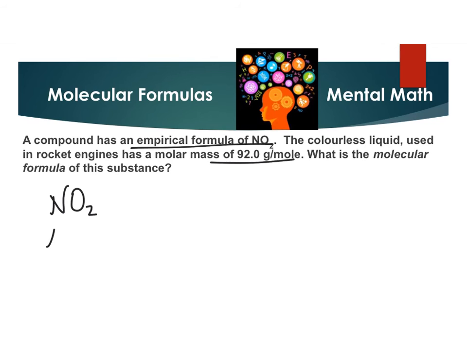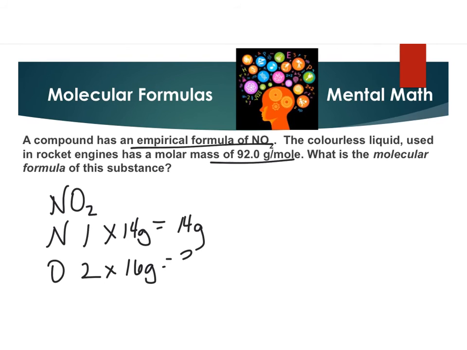So just like before, we're going to write it out. We have nitrogen and oxygen. 1 nitrogen times 14 grams gives us 14 grams. And then oxygen, we have 2 of those, times 16 grams gives us 32 grams. And so 4, 5, 6, and 3, 4. We have a molar mass of 46 grams per mole of NO2.